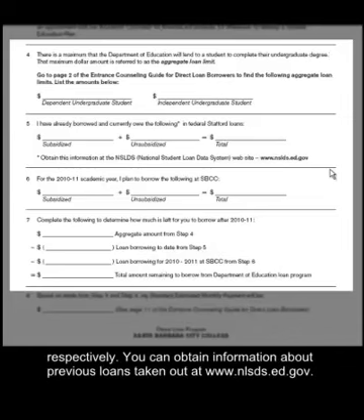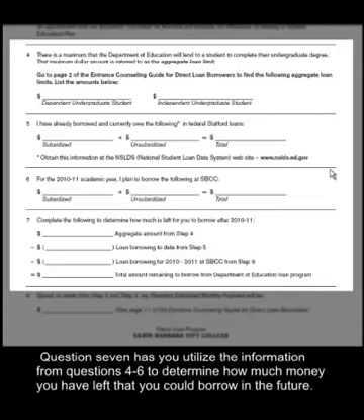You can obtain information about previous loans taken out at www.nslds.ed.gov. Question 7 has you utilize the information from questions 4 through 6 to determine how much money you have left that you could borrow in the future.